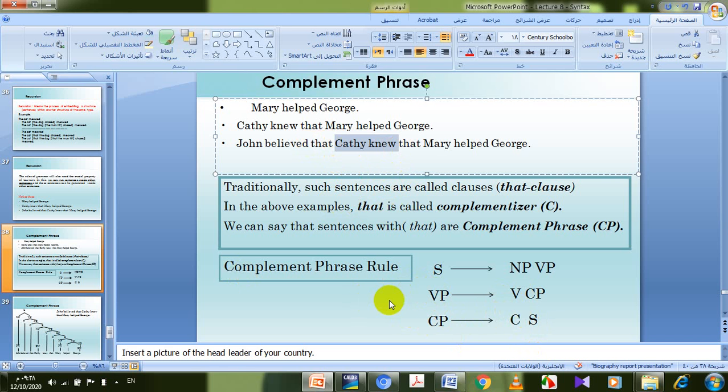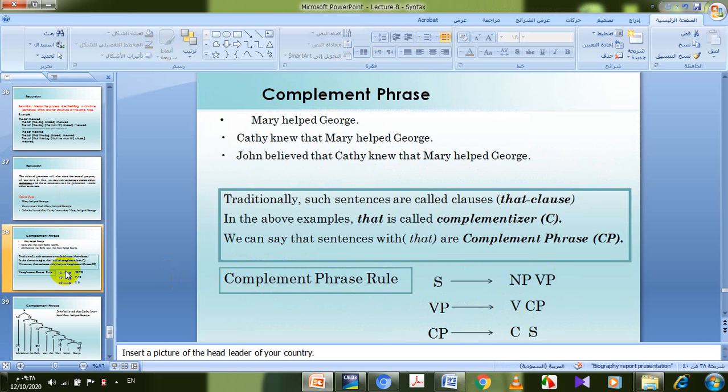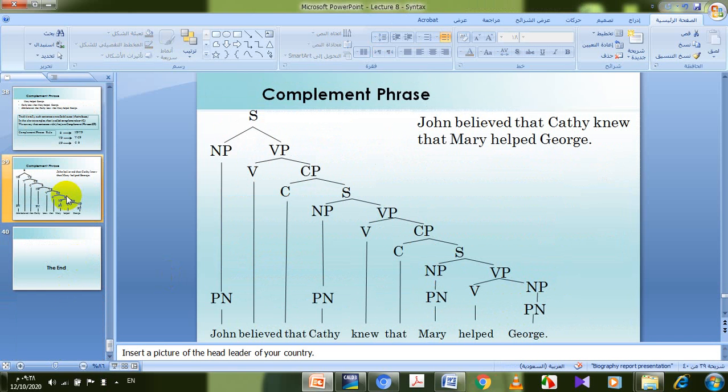Let's have a look at the tree diagram. Sentence, noun phrase, verb phrase, verb plus complement phrase. Complement phrase consists of complementizer and sentence. Okay, this is the last one. Complement phrase. John believed that Kathy knew that Mary helped George. We have a sentence, noun phrase, verb phrase.